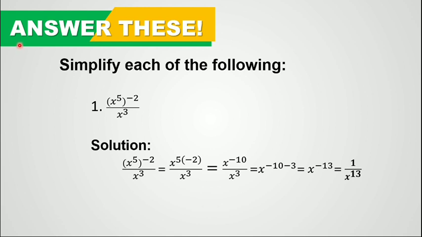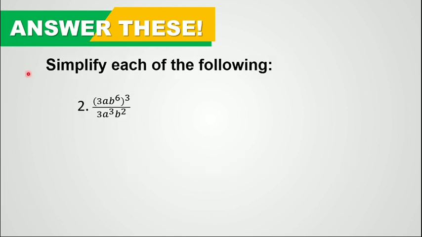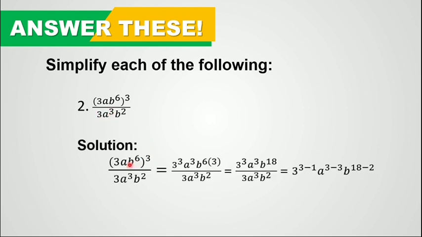Now, second activity. Let's try to simplify this, or second problem. Let's try to simplify this quantity, 3ab to the power of 6, and then raised to the power of 3, over 3a cubed b squared. So, solution: first we are going to simplify the numerator. So this becomes 3, and then we are going to distribute this 3 to each of the variables.